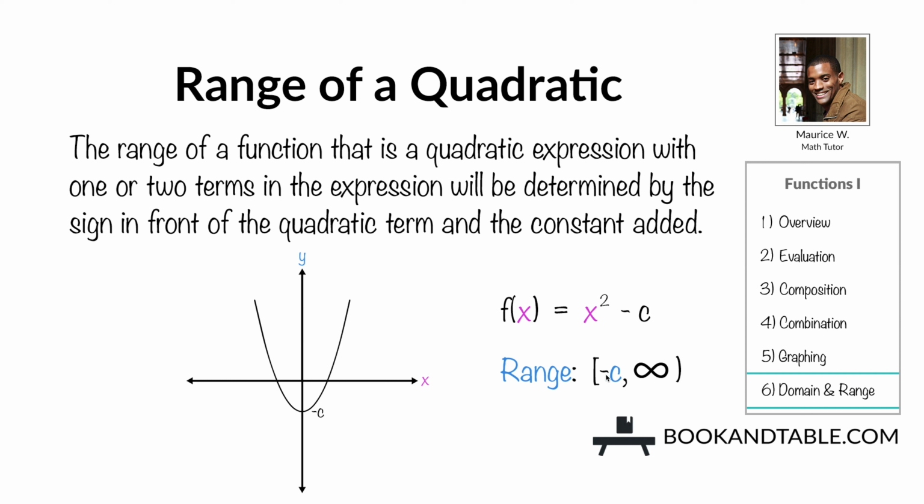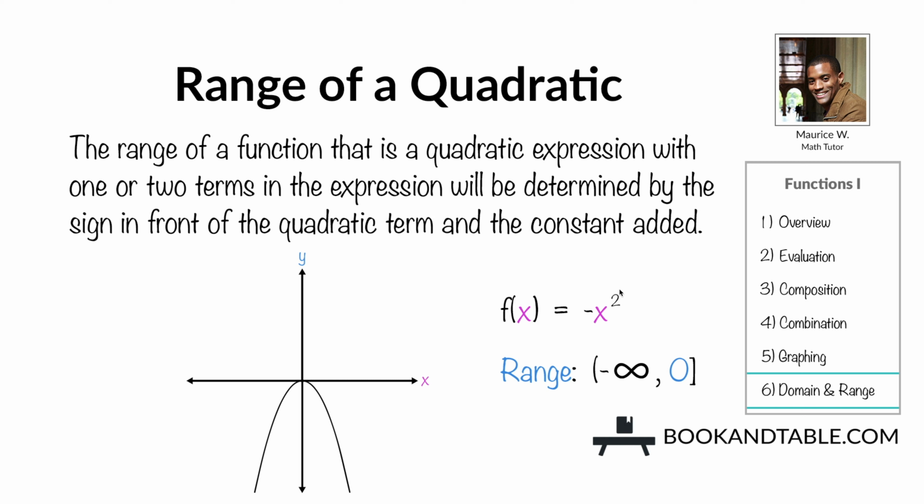But if the constant were negative, 0 squared would be 0, so the range begins at negative c, and then still goes up towards positive infinity. So this is the range if you had a number added or subtracted to the quadratic term. But if the sign in front of the quadratic term were negative, that flips the curve upside down. And now we go from negative infinity up to 0, back down to negative infinity.